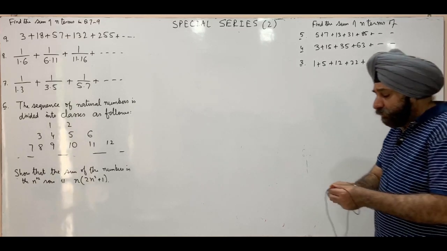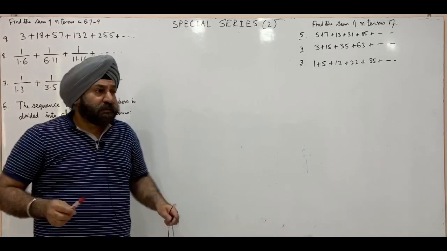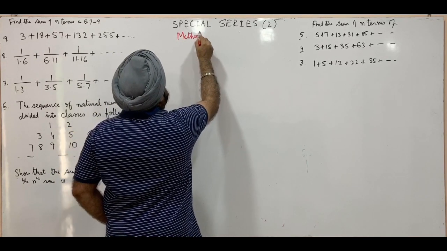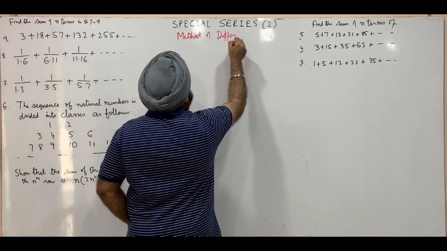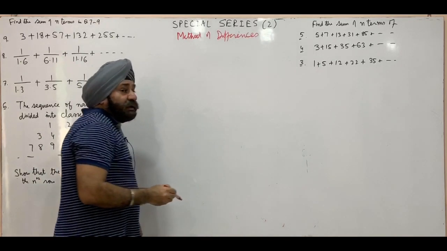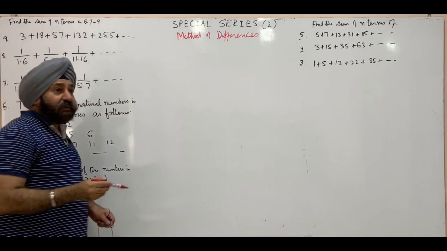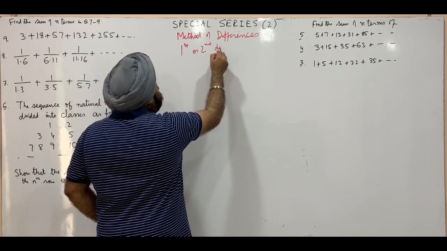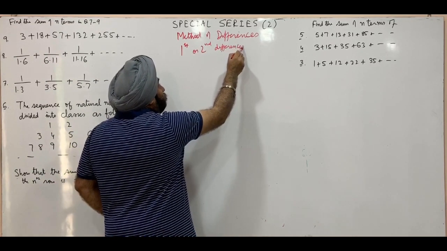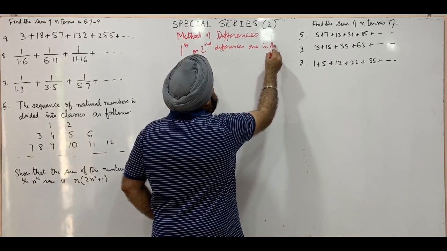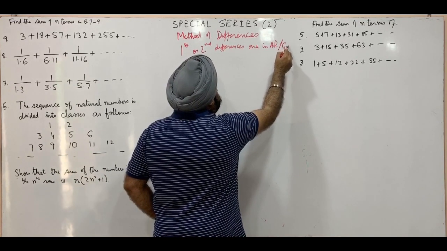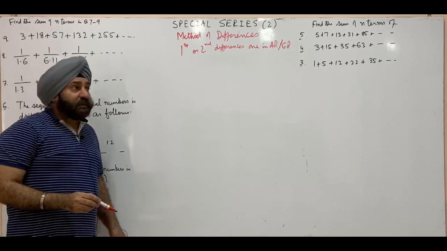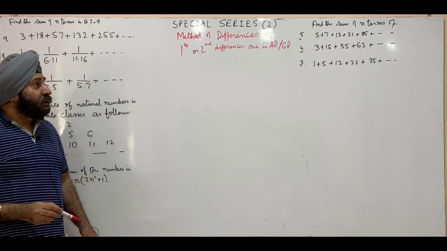So let me write the name of the method, it's the method of differences. This is applied when first or second differences are in AP or in GP. First differences are in AP or first differences are in GP, or second differences are in AP or second differences are in GP.